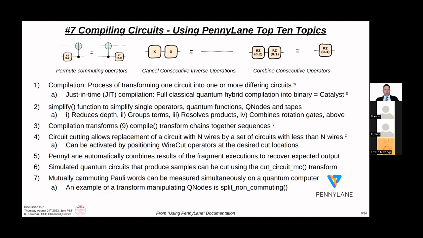And then here's another one, commuting. Mutually commuting Pauli words can be measured simultaneously on a quantum computer. And then you can also use split non-commuting. Are there any questions regarding compilation? A lot of times you hear the term transpile. One is basically high to low level. I think transpile is high to high level as far as programming languages.